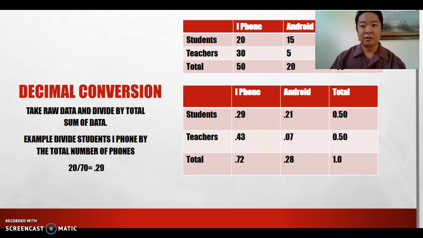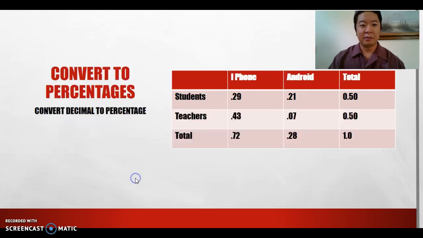And then you take 30 divided by 70, which gets you 0.43. 5 divided by 70, 0.07. And then you just add these totals up, and it should get you 0.50. You add these totals up, the students' and the teachers' decimals, and you get 0.72, and 0.21 plus 0.07, 0.28. And just make sure all the data matches and makes sense. Okay? Now let's move on to the next problem.